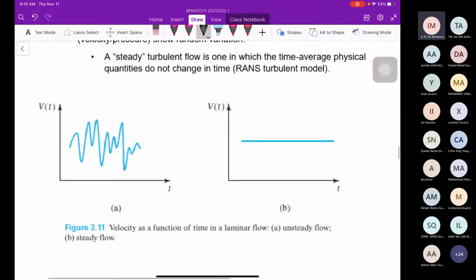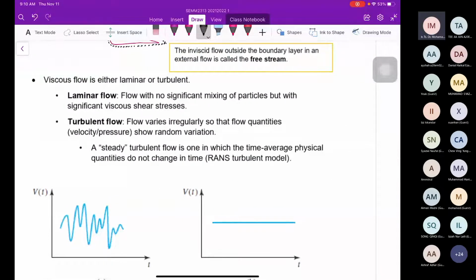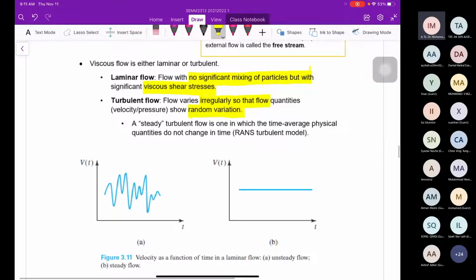So what are those? Laminar flow has no significant mixing of particles, but with significant viscous shear stress. Turbulent flow, on the other hand, is irregular flow with random variation. For example, a steady turbulent flow is one in which the time-average physical quantity does not change in time. This is the velocity on the y-axis over time on the x-axis.